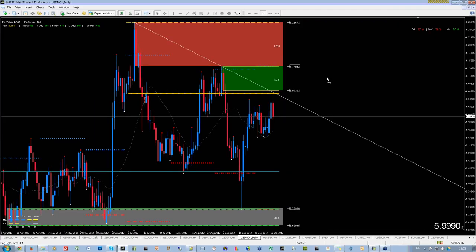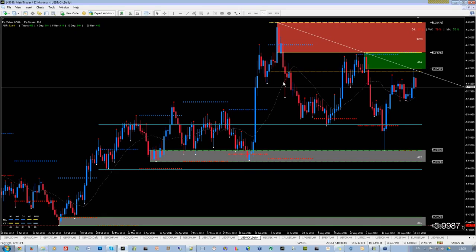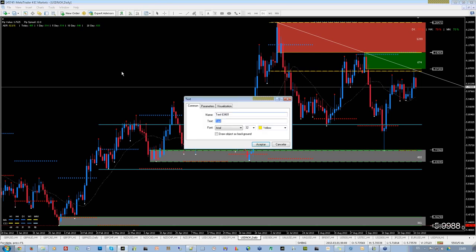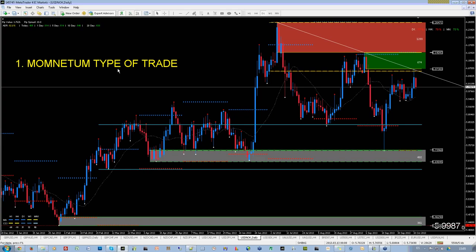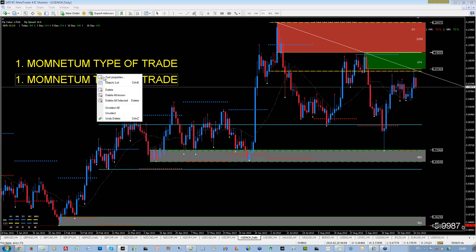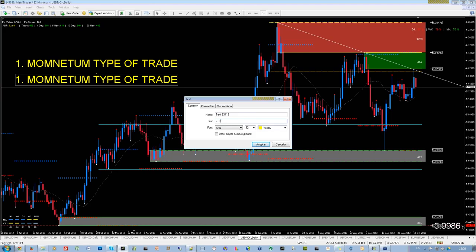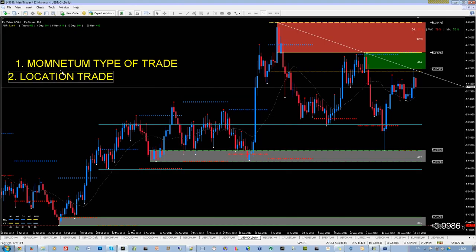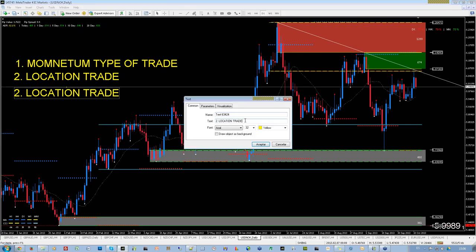So what I was going to tell you is that there are 3 types of trade, 3 types of setups. One which is a momentum trade, okay, and let me draw it here. Momentum trade, type of trade. Then we have the second, a location trade, and then we have the third one, which is the most powerful one.